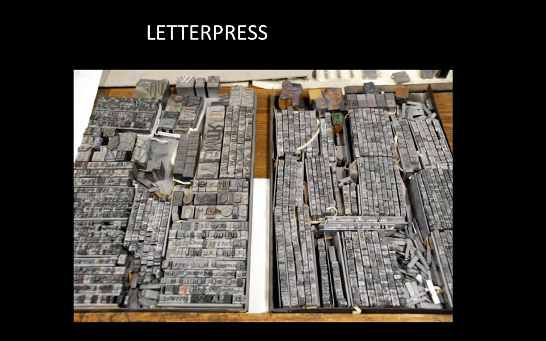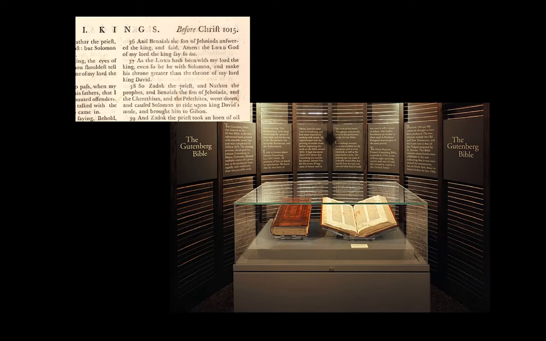And then letterpress. Letterpress is a form of printing words, and it's most often done with lead type. So these are letters cast into lead, and they're backwards, and then they can be organized to print anything. This is an example of the Gutenberg Bible, which is one of the earliest printed Bibles.